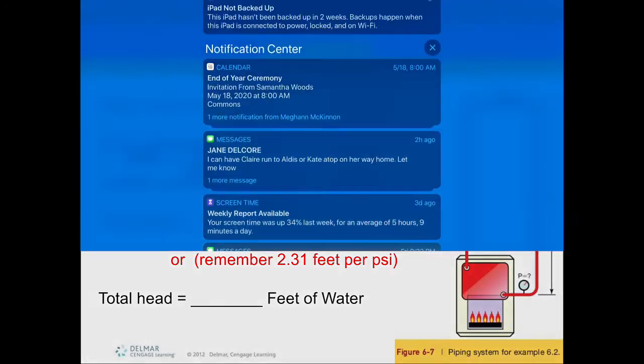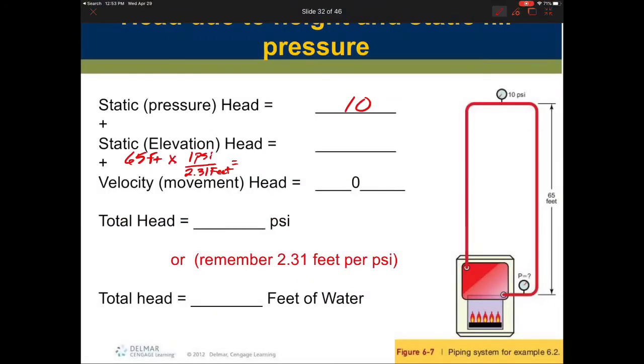And we're going to get the calculator out. So my calculator is going to come up with 65 times 1 divided by, of course, 2.31. And I'm going to come up with roughly around 28.1 psi.